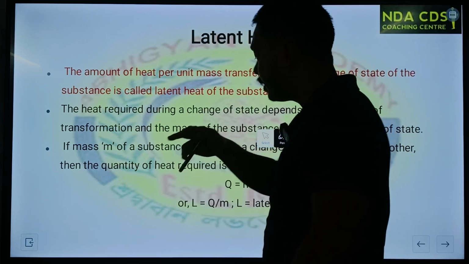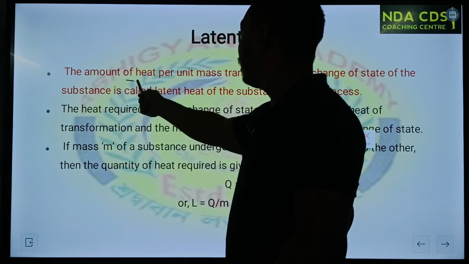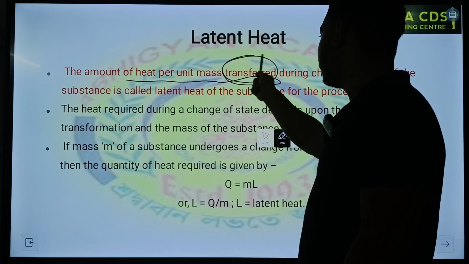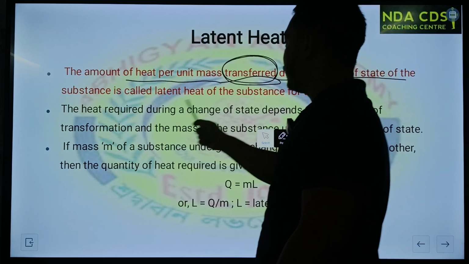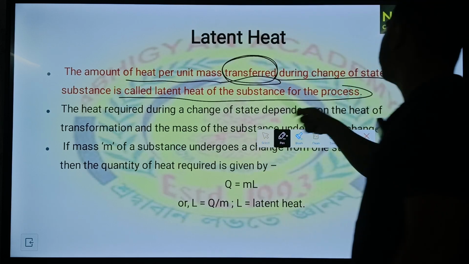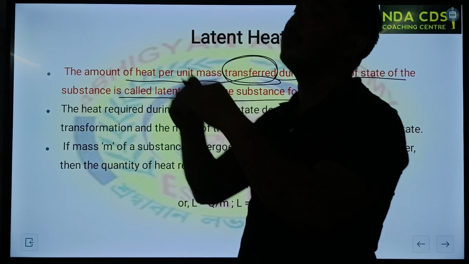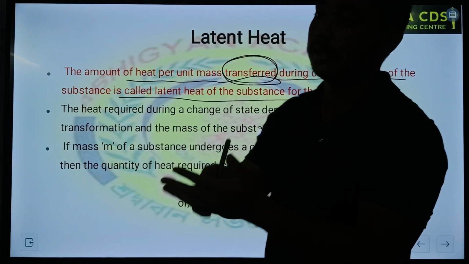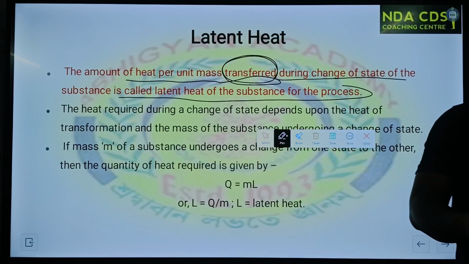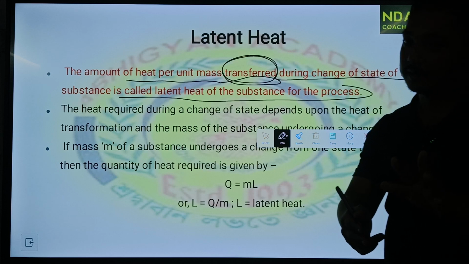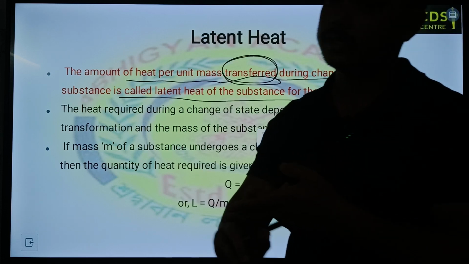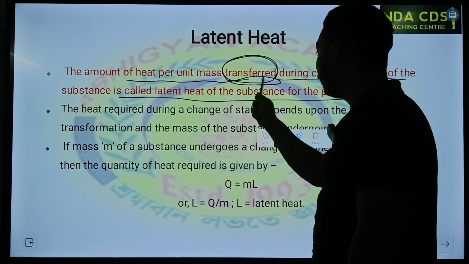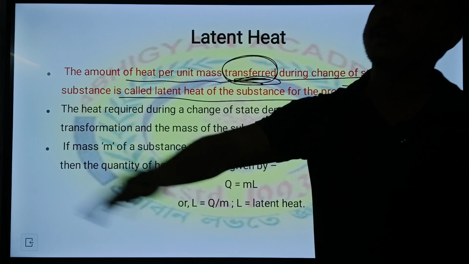In latent heat, this is where it differs. In latent heat, the amount of heat per unit mass transferred, we are talking only about transference of heat during change of state of the substance, is called the latent heat of the substance. जितना heat transfer हो रहा है, that is what we call the latent heat. In specific heat, we discuss both transfer and rejection: कितना heat transfer हो रहा है, कितना heat reject हो रहा है. In latent heat, we only talk about transfer: कितना heat जा रहा है बस वही.